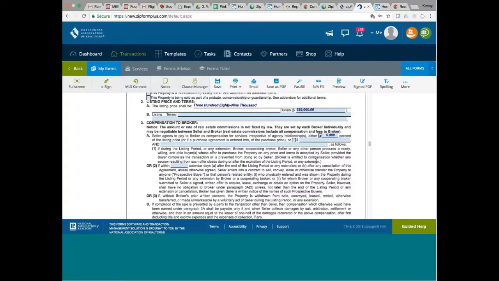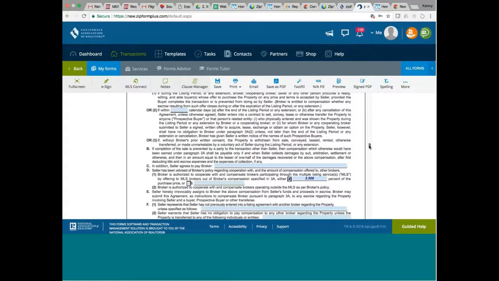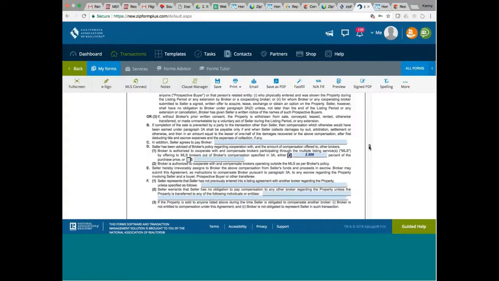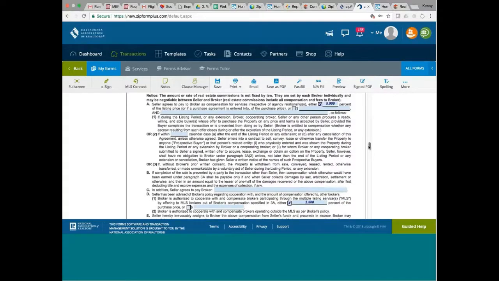3A2 is about, I think, safety period. You can insert your safety period here if you want to have one. For me, I chose not to have one because I know I can sell it after the first open house. And number 3 is basic. Number 2 is about safety period.